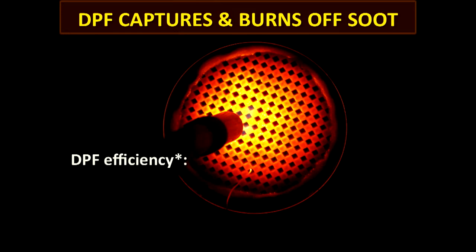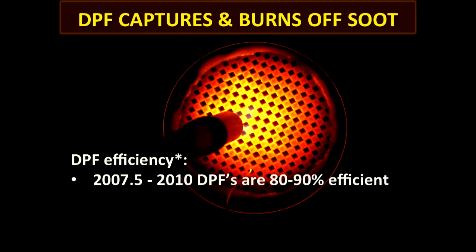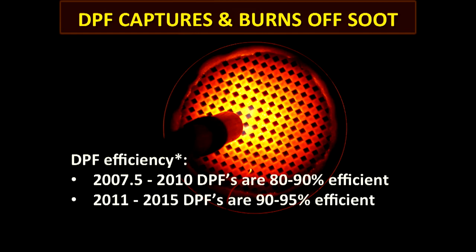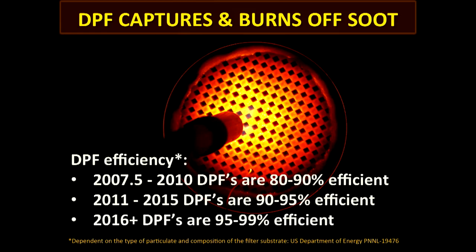But your DPFs have an efficiency rating, and your efficiency ratings in some of your earlier applications, 2007 to about 2010, were about 80 to 90% efficient, which means 10 to 20% of the soot can still escape past there because it wasn't a very good filter. Now some of these newer trucks out there from 2011 to 2015 are 90 to 95% efficient, which means 5 to 10% of the soot can still pass through the filter. 2016, they cracked down even more. Now they're 95 to 99% efficient.